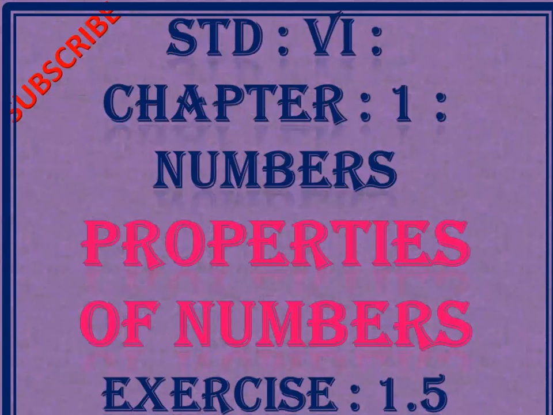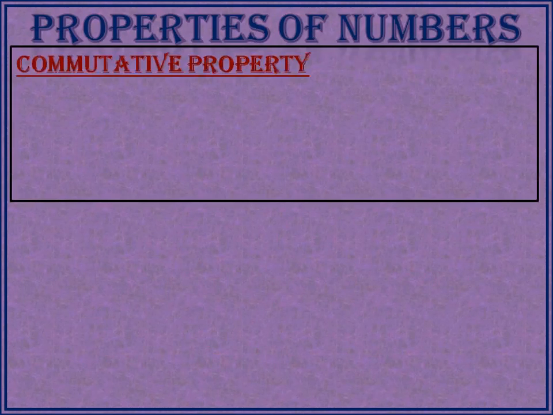Today we are going to learn about Standard 6, Chapter 1, Numbers, where we learn about properties of numbers. There are different properties which are involved in numbers. Let's start with the first, the commutative property.